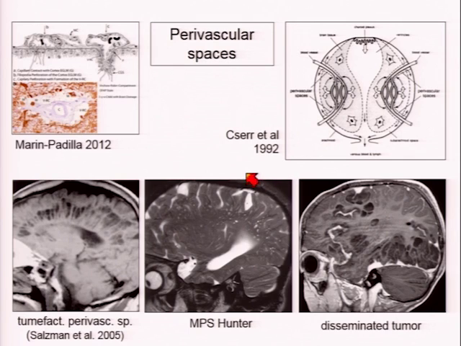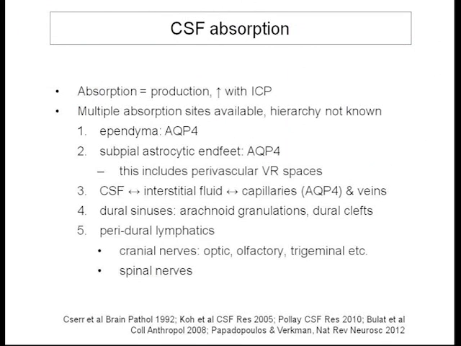And if you occlude them, like in this case of a mucopolysaccharidosis, then you have a dilatation of the space. If you occlude them with a tumor, like in this case, then you have a dilatation. And this is a case of tumefactive perivascular spaces, which is not explained, but at least that shows about the same thing. Absorption of the CSF, by definition, is equal to production, and therefore it increases with increased intracranial pressure.